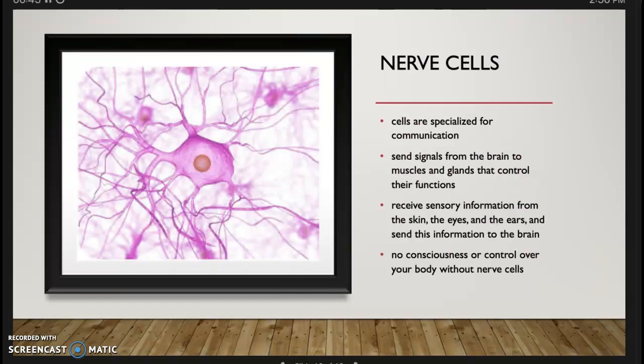The nerve cells are specialized for communication. They send signals from our brain to muscles and glands that control their functions. They receive sensory information from the skin, the eyes, and the ears, and send the information to our brain. There is no consciousness or control of your body without these nerve cells.